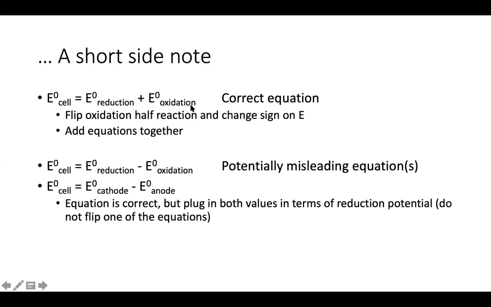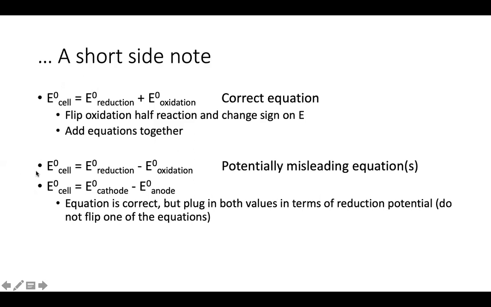Okay, the key to this, and I have an example that we've done before on the next slide to show this, is that our oxidation half reaction, we're actually going to flip it. And when we flip that reaction, we change the sign on E to put it in terms of oxidation, and then we add these two together to get our cell potential.